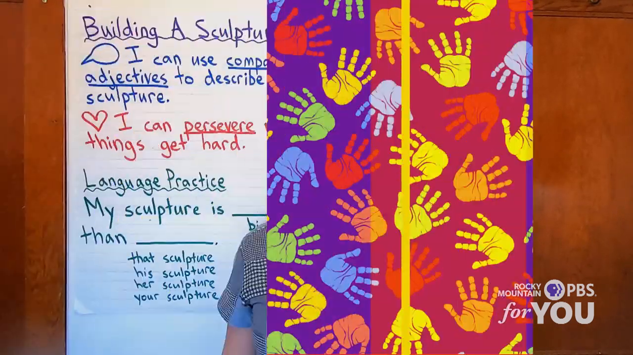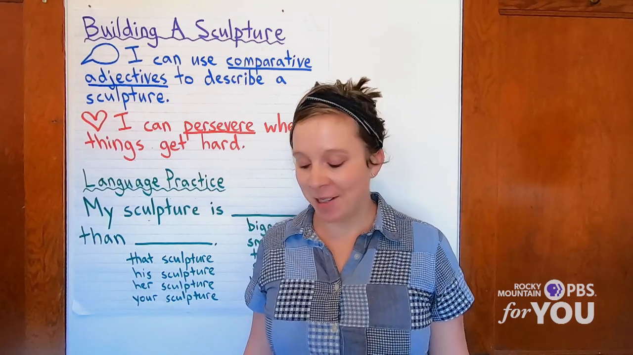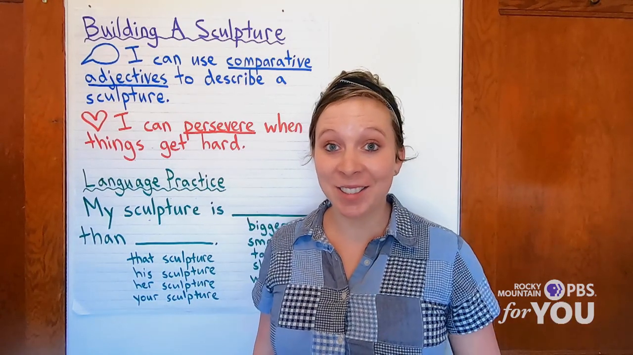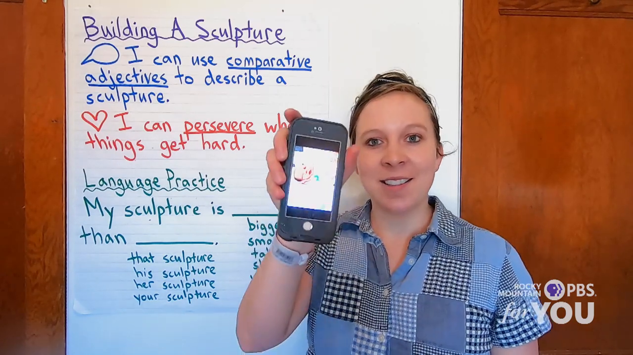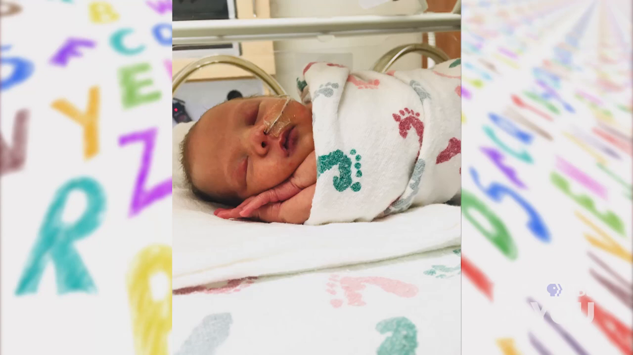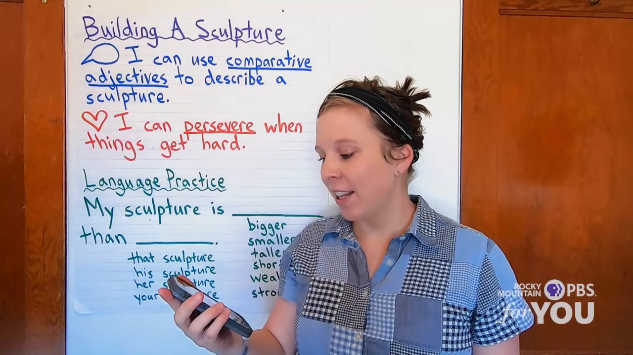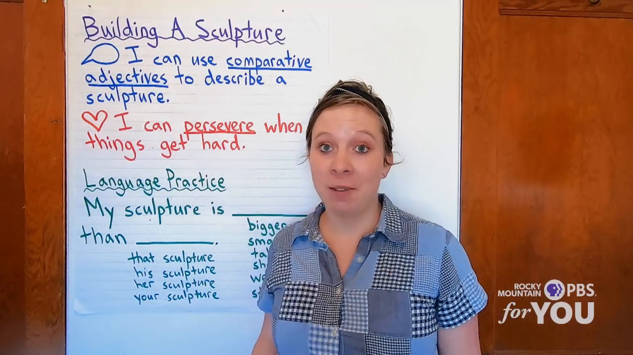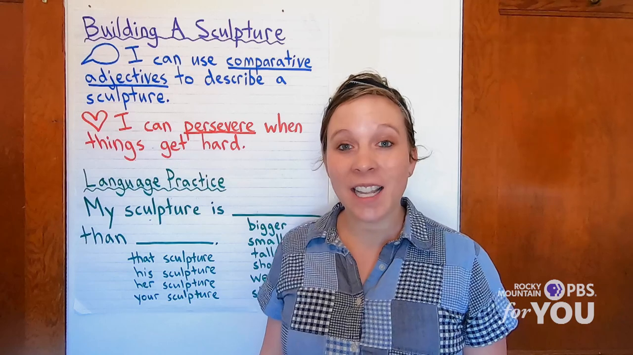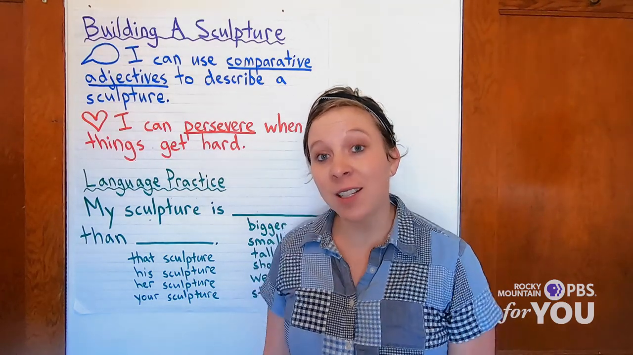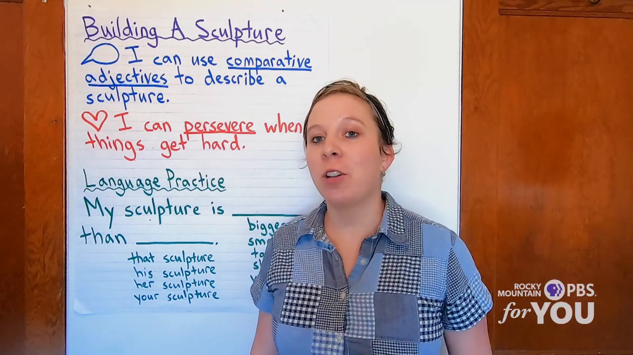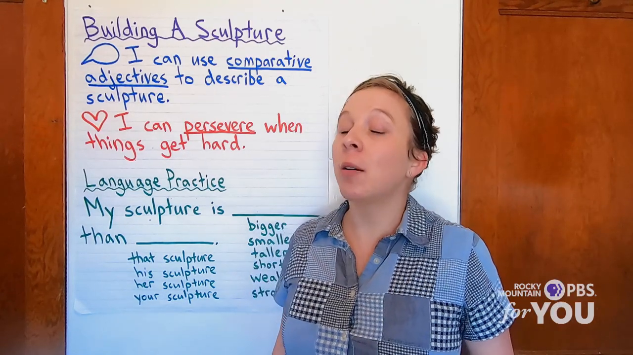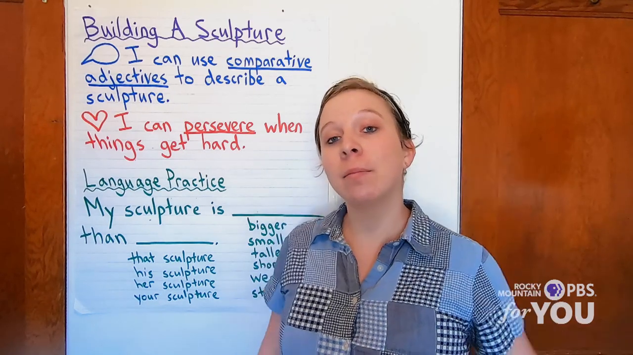Let's get started. Okay, friends, guess what? I just had a baby. Do you want to see a picture of him? Okay. His name is Remy. Isn't he cute? Remy was born early. He's really small. In fact, he's smaller than a lot of babies when they're born. So he's gonna stay in the hospital and get big and strong. And he's gonna come home when he's bigger. Bigger.